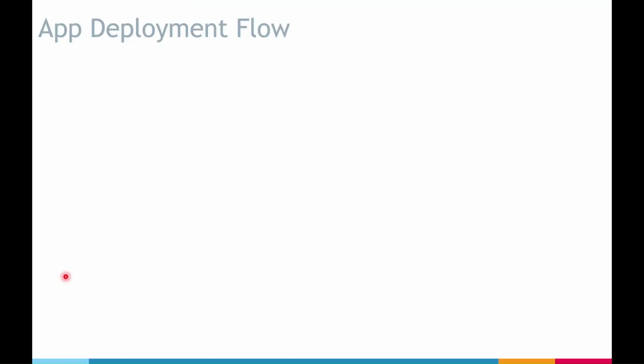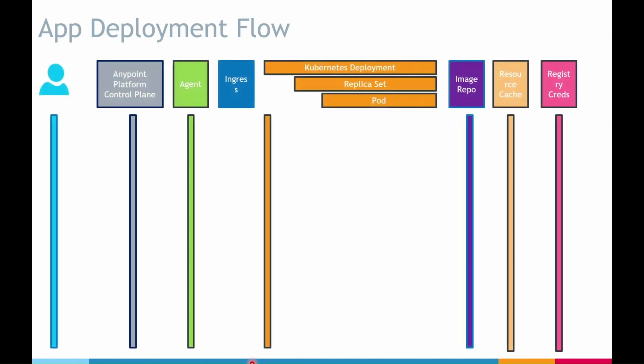Whenever you deploy an application to Runtime Fabric, there is a flow involving multiple steps that gets executed behind the scenes. Here are the members participating in the flow: the user, that is us, Anypoint Platform Control Plane, Agent, Ingress, Kubernetes, Image Repo, also known as Private Docker Registry, Resource Cache, and Registry Credentials.